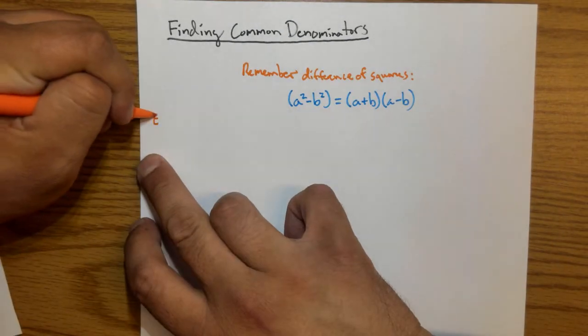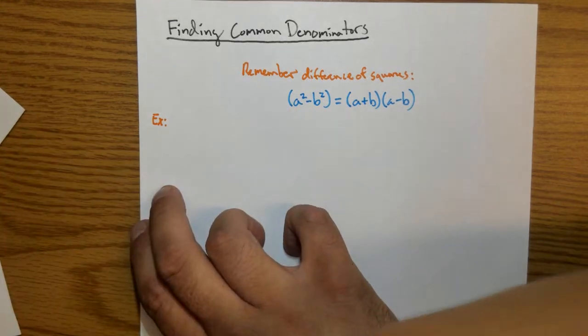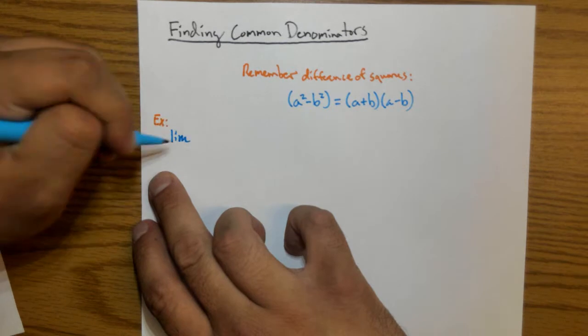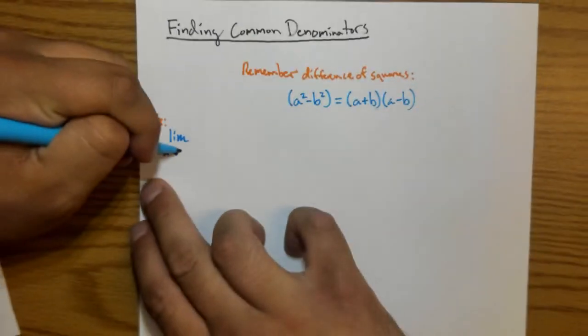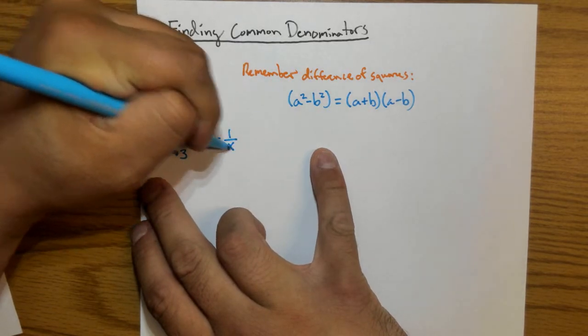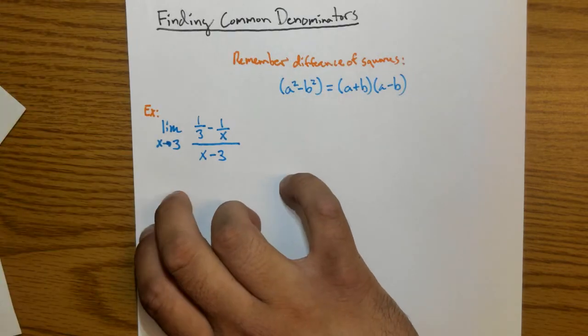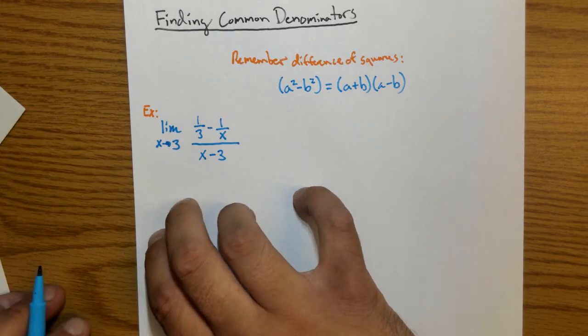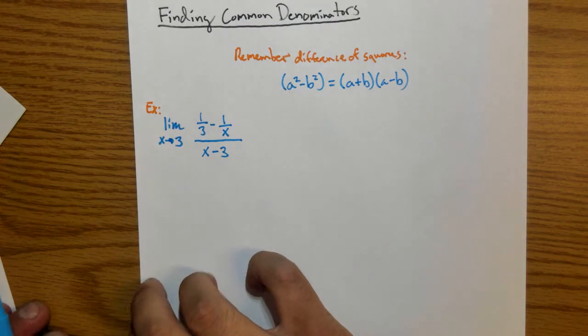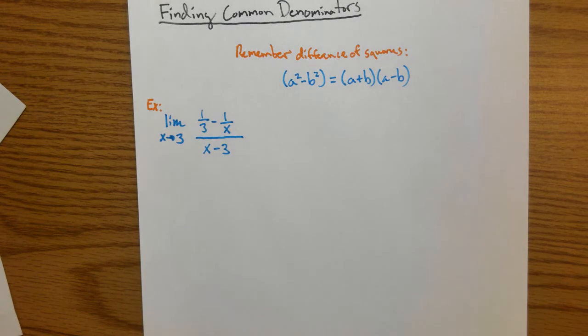So let's go into some examples here. Let's see, where's my blue? Okay, let's say we have the limit as x approaches 3, and we have 1 over 3 minus 1 over x, all divided by x minus 3. So let's kind of go through this. Our first step, we always want to see if we can plug something in, right? If we plug this 3 in, on the bottom we'll get 3 minus 3 equals 0. Can't do that.